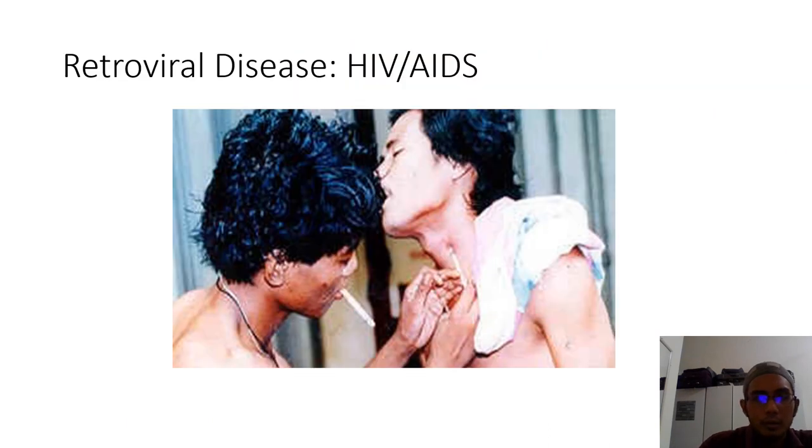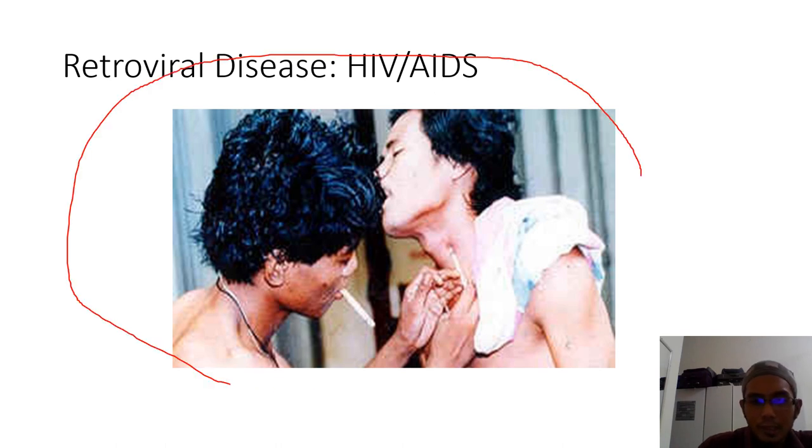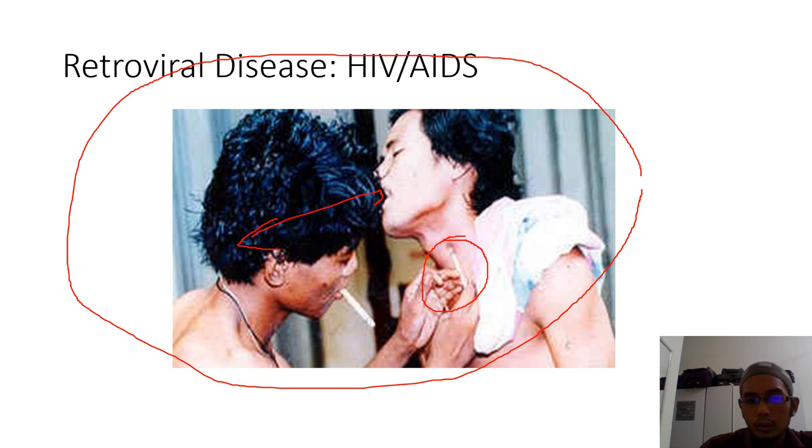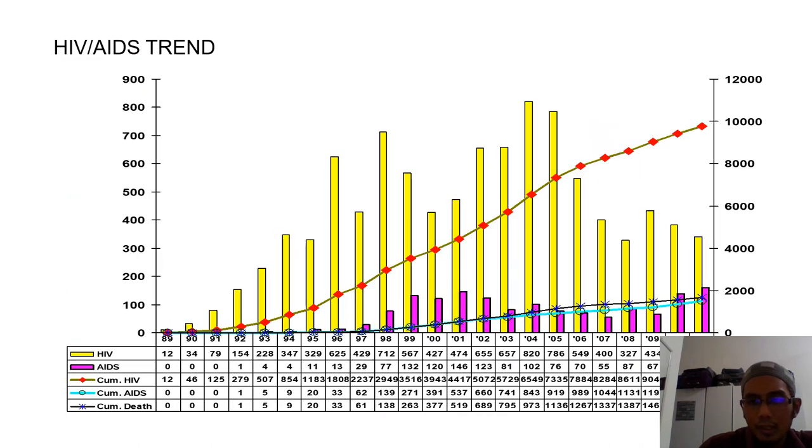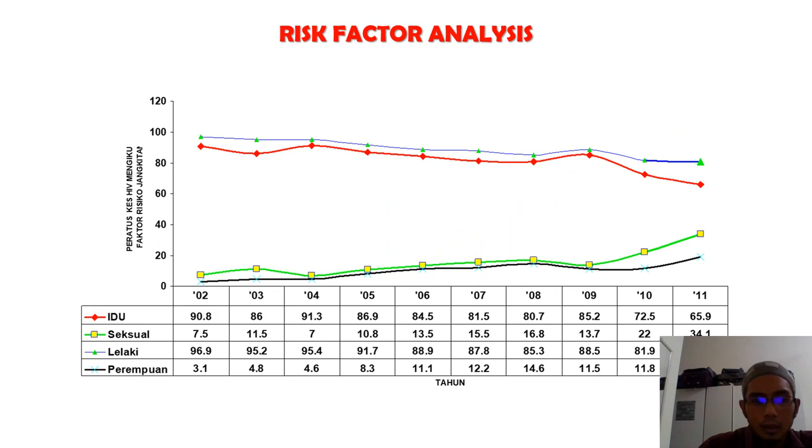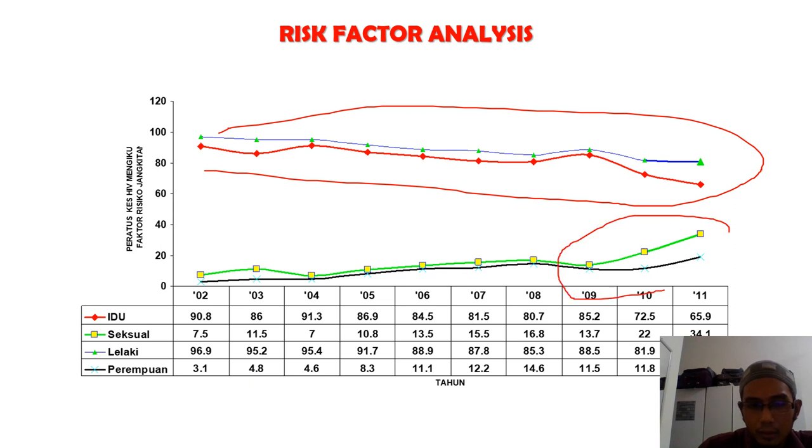Okay, retroviral disease, HIV. The picture actually tells all. Basically, the mode of transmission previously was IVD use. Now it is more to homosexuals, okay, LGBTs. So it is a risk factor of HIV. Now we can also see the trend is still increasing. Previously it was IVD use, okay, now it is more to sexual.